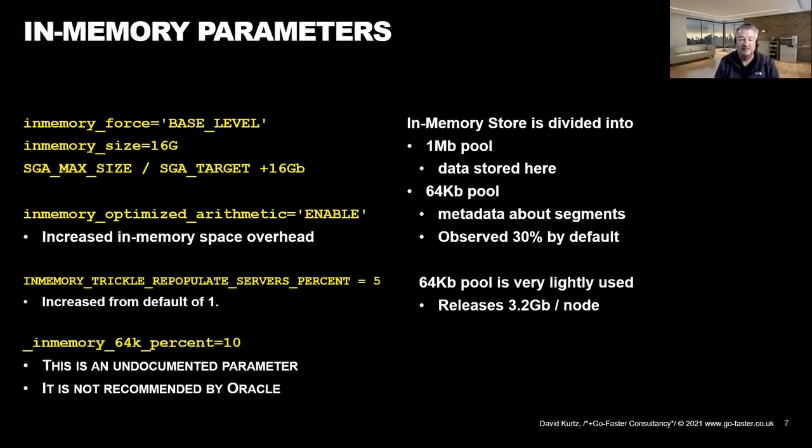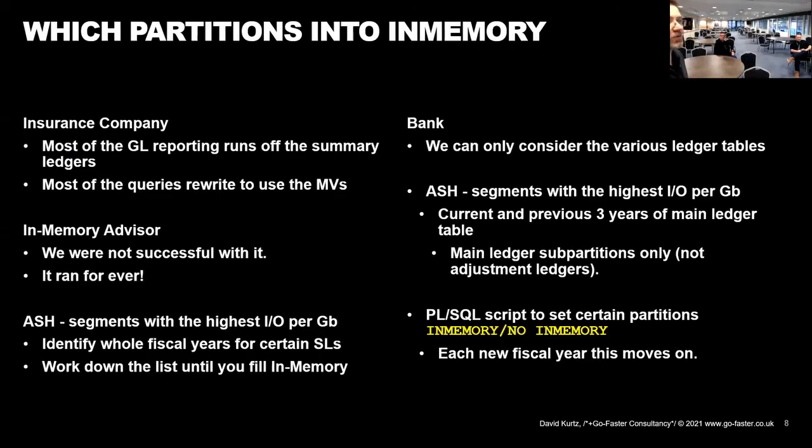So the insurance company, we run off the materialized views. We tried with the in-memory advisor. It wasn't very successful for us on PeopleSoft, but then PeopleSoft has an awful lot of objects in it. So what I did is I analyzed the ASH data and said, what is the sort of IO per gigabyte of the segments which are candidates for this? And take the segments with the highest IO and work down that list and fill your in-memory, because that's the best bang for your bucks.